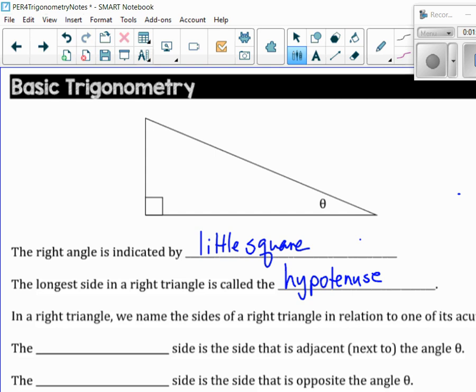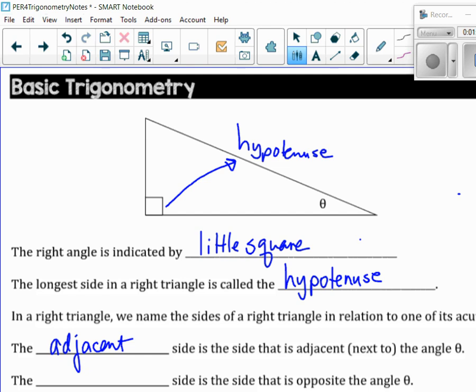Okay, the side that is adjacent to the angle theta is called the adjacent side. First off, let's label the hypotenuse. The hypotenuse, of course, is opposite that right angle. We know this from the Pythagorean theorem, grade 8 and grade 9.